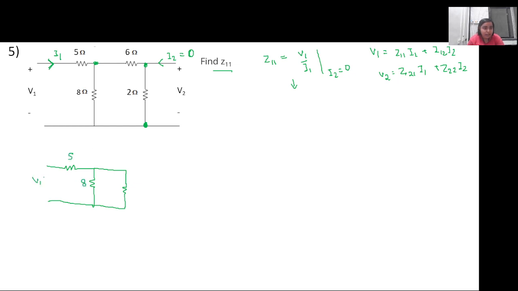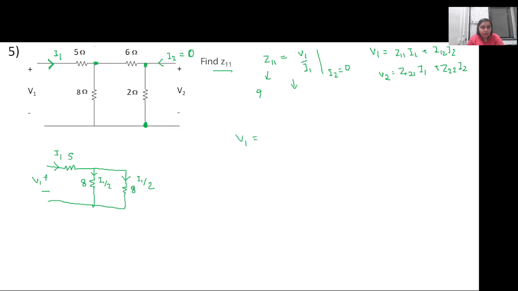Did anyone say anything? Ma'am, the answer will come 9 ohm. Right, Z11 will be equal to 9. So right now this 6 plus 2 are in series, so this is 8 ohm. So this I1 is getting divided equally among these two branches. So this will be I1 by 2 and this is I1 by 2, right?